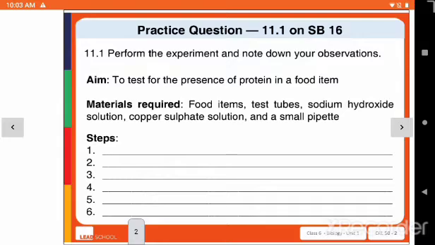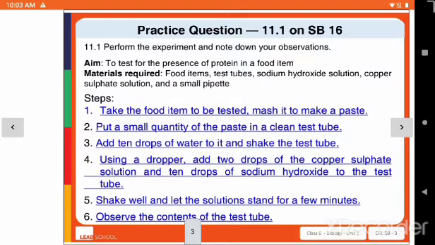And these are the steps. First step is take the food item to be tested. Mash it to make a paste. Second step, put a small quantity of the paste in a clean test tube. Third step is add 10 drops of water to it and shake the test tube. Fourth step is using a dropper add 2 drops of the copper sulfate solution and 10 drops of sodium hydroxide to the test tube. Fifth step is shake well and let the solution stand for a few minutes. Observe the contents of the test tube.